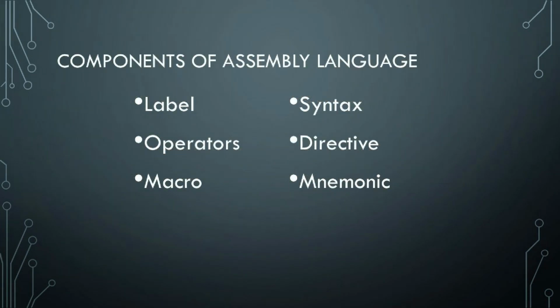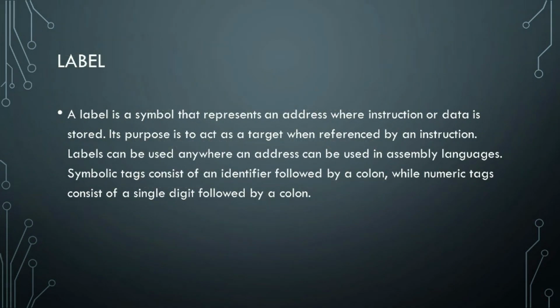Components of assembly language: label, operator, macro, syntax, directive, mnemonic. Label. A label is a symbol that represents an address where an instruction or data is stored. Its purpose is to act as a target when referenced by an instruction. A label can be used anywhere an address can be used in assembly language. Symbolic tags consist of an identifier followed by a colon, while numeric tags consist of a single digit followed by a colon.